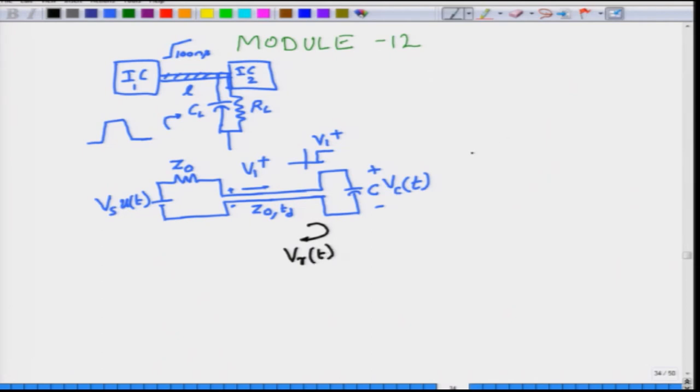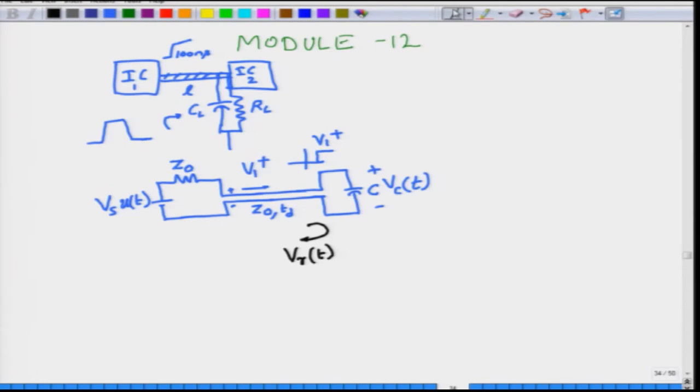In fact, you can't even calculate gamma L in the time domain. Why? Because the capacitor at one instant, that is at t equal to TD, shows a short circuit. However, as the capacitor begins to charge, it becomes an open circuit. So you can't really set a single number to gamma L. That is not possible when you have reactive terminations, okay. So that is what would happen.